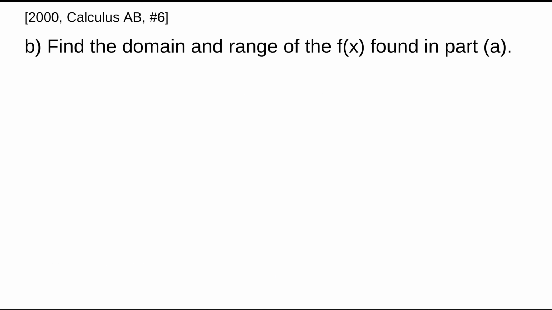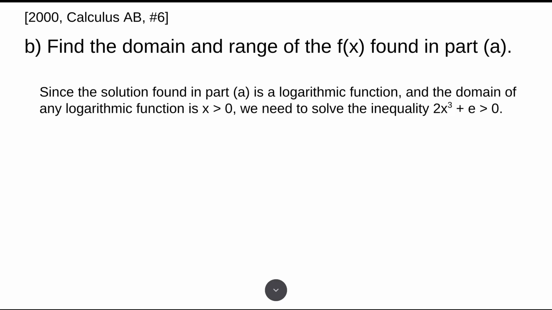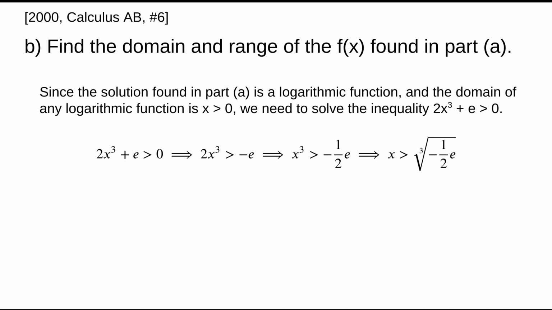In part B of this question, we are asked to give the domain and range for the function that we found in part A. Now, because our solution was a logarithmic function, the domain of a logarithmic function is only positive real numbers. So we have to take our expression 2x cubed plus e and make sure that that is greater than 0 so that we can actually take the logarithm of whatever that value happens to be. So this just requires us to write a pretty basic inequality and then solve it. If 2x cubed plus e has to be greater than 0, eventually we get to the point where x has to be greater than the cube root of negative 1/2 e.